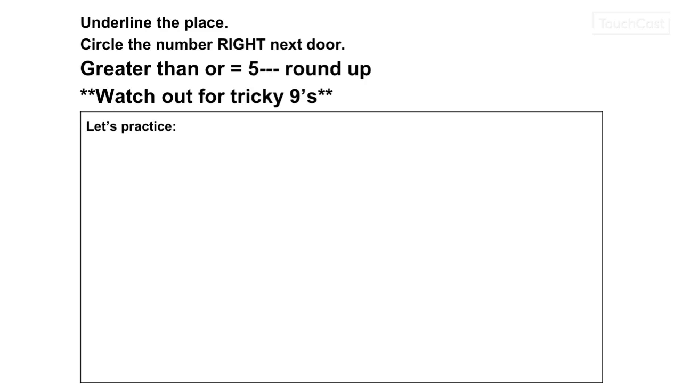Alright, we also have the same information except I added one more thing. So we're still going to use the same steps. You underline the place, circle right next door. So you go to the number to the right. You ask yourself this very important question. If that circled number is greater than or equal to 5, you round up. But today I want you to watch out for the tricky nines.